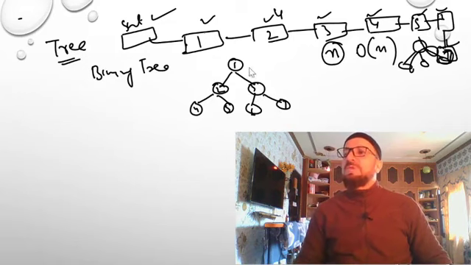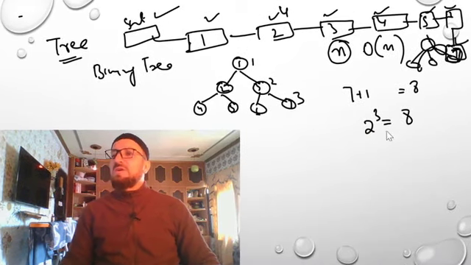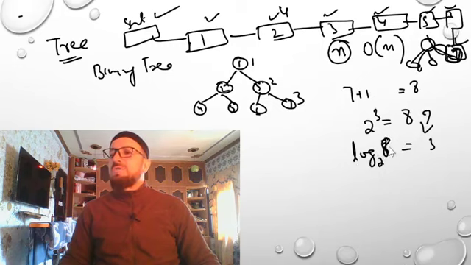If you see here, we got just 1, 2, and 3 at the three levels. If we have 1, 2, 3, 4, 5, 6, 7 nodes, 7 plus 1 is equal to 8, and we know 2 to the power 3 is 8, or in other terms we can write log base 2 of 8 is equal to 3. We can write this way in logarithmic terms. That means if you have 8 nodes, if you take the log of that, you will get 3. So that's why, if I have 8 nodes, the height of this tree is just 3.